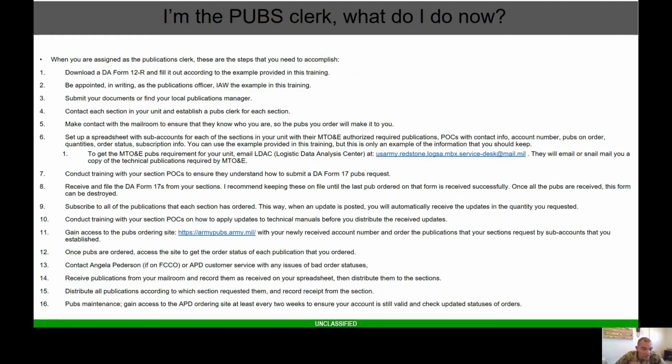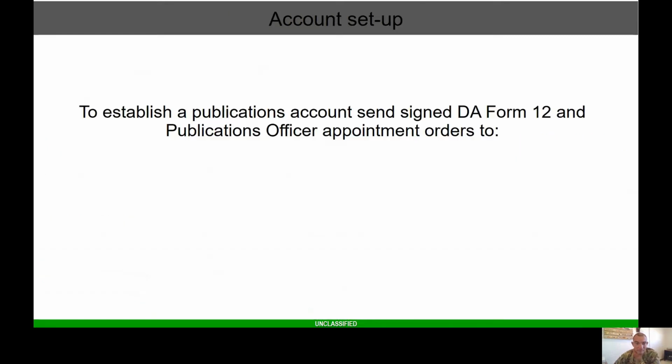All right, so when you're assigned as a publication clerk, there are a few steps you need to accomplish. Okay, your DA Form 12R needs to be filled out according to standard. I'm going to show you an example on how to fill it out. You need to be appointed in writing as a publication officer. Okay, so submit your documents and find your local publication manager. I know for us here on Carson, usually our publications or ARMS guy is the same person, right? So make contact, like I said, set up a spreadsheet with the sub accounts, conduct training with your sections. So basically, this is everything you're going to do to set up your publications account.